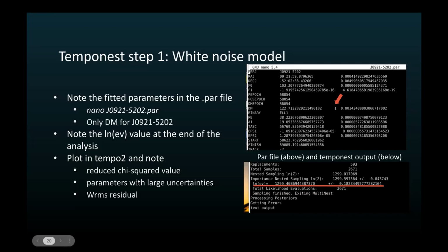noise processes. So yeah, just to note that from now on, when we look at plots in Tempo 2, you need to note the weighted RMS residual as before, but also the reduced chi-squared value, and look for parameters with large uncertainties. And by large, I mean comparable to the value of the parameter itself.